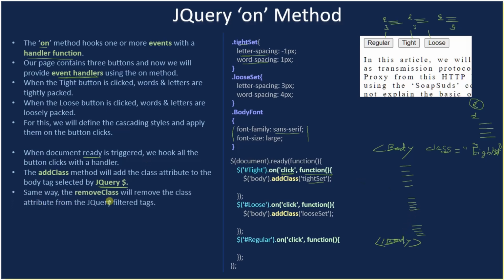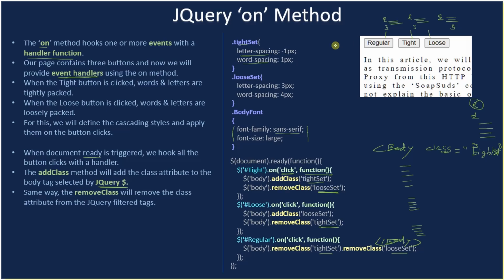In the same way, the removeClass method will remove the class attribute from the jQuery selected tag. So if you see, we are adding the class tightSet, then we are removing the class looseSet, in case it was already applied. Similarly here, looseSet is added and we are removing tightSet. And in the regular handler, we remove both class attributes, tightSet as well as looseSet.